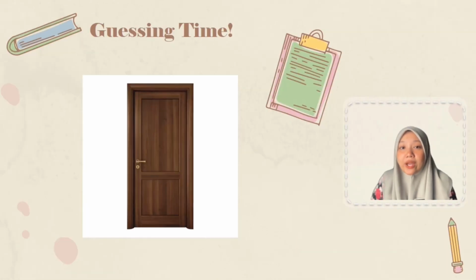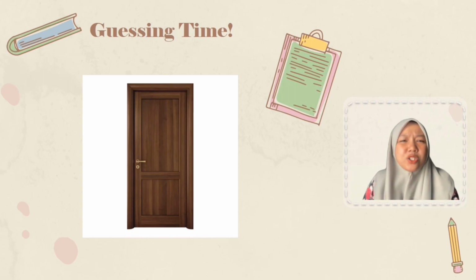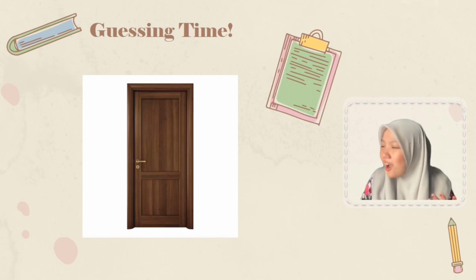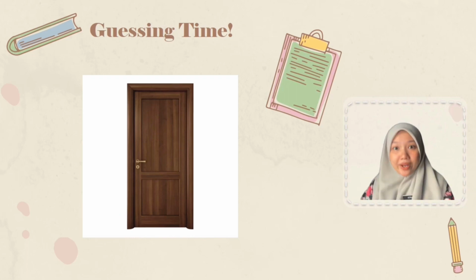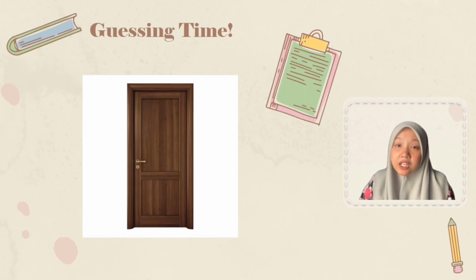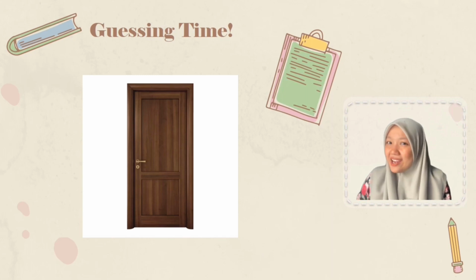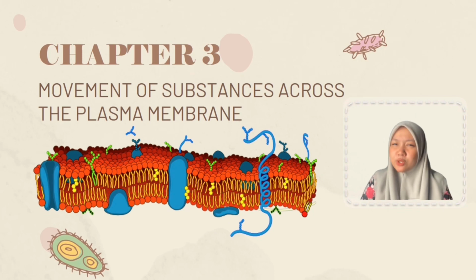Next, let's take a look at the picture and think together. So here is the picture of the door. What do you think the relation between the door and the chapter that we will learn today? What is the function of the door? I can't hear you. Okay, the function of the door is to let someone in and out of the building, such as house, office, classroom, and you know what? Every building must have door. Do you get any ideas?